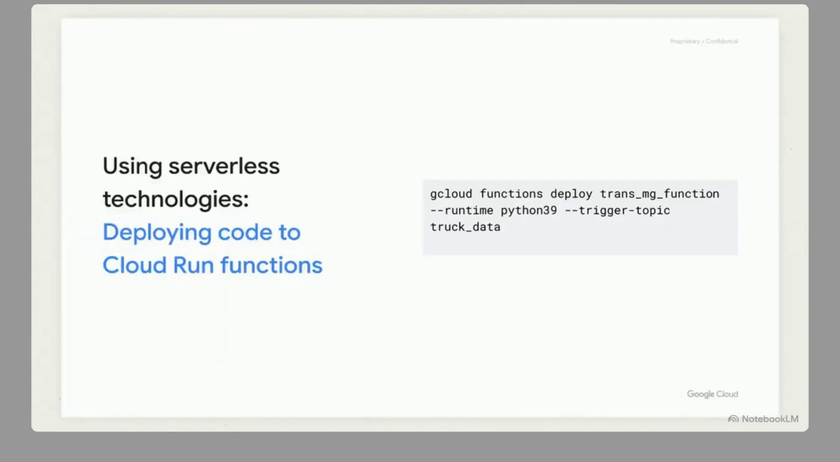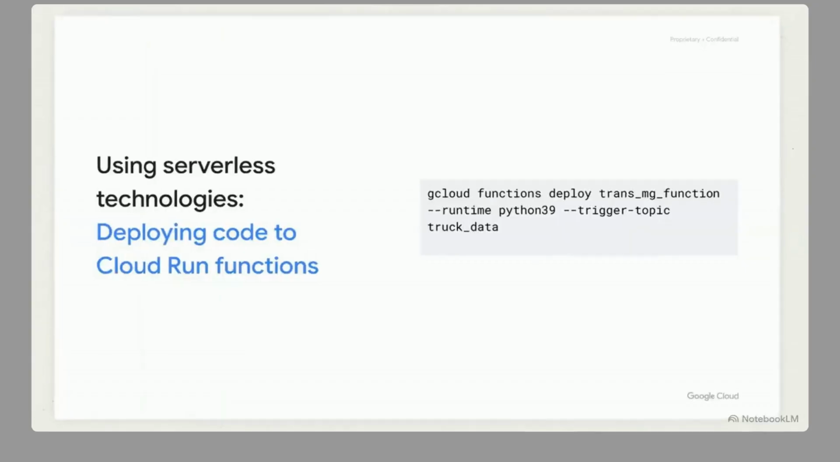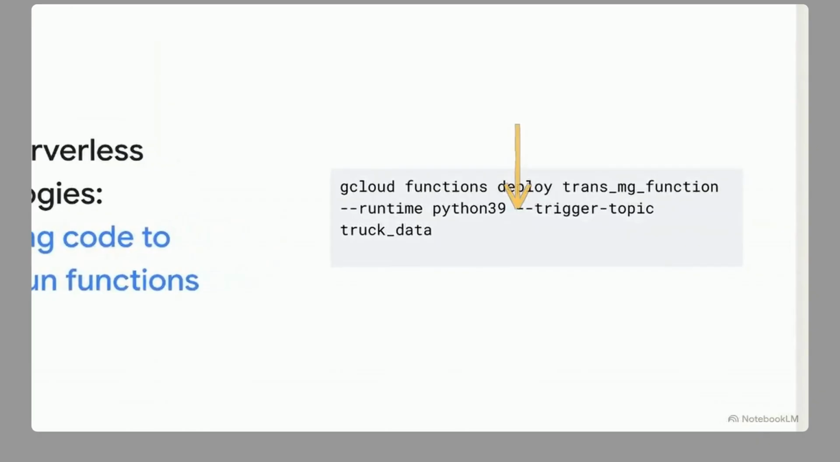Look at this CLI command for our transportation management function. We deploy it using a Python 3.9 runtime. Crucially, the --trigger-topic truck-data flag connects this function directly to a Pub/Sub telemetry stream. Pub/Sub is an asynchronous messaging service routing event data between independent applications.